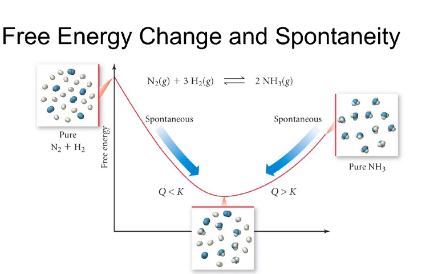Now we can relate our delta G and spontaneity with Q and K. So when we're at equilibrium, then our delta G is 0. We're at a minimum of our free energy. And then for a reverse or a process that is spontaneous, depending on your concentrations, your free energy increases in either direction based on what's happening.